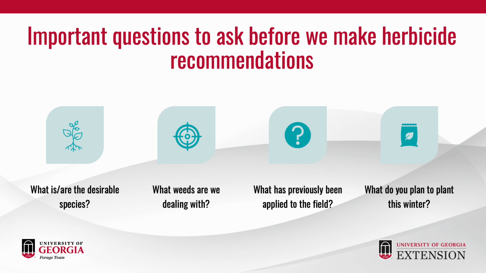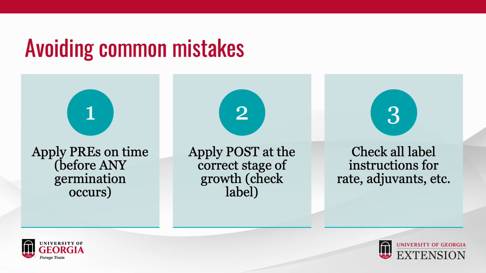So some common mistakes that I do see with herbicides is that our pre-emergents tend to go out too late. Our warm season weeds start germinating much earlier than we think that they do. And so we got to make sure that our pre-emergents are going out before any germination starts to occur. Our post-emergent products need to be applied at the correct stage of growth, and all of that's going to be available on the herbicide label.